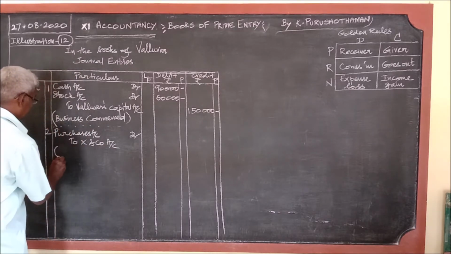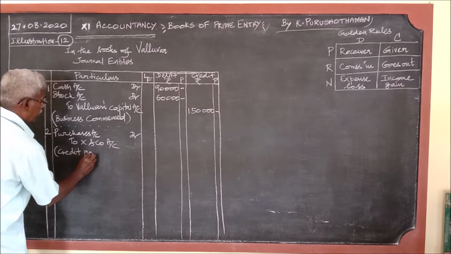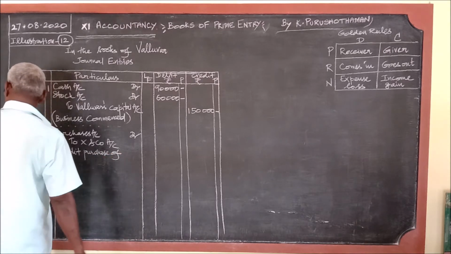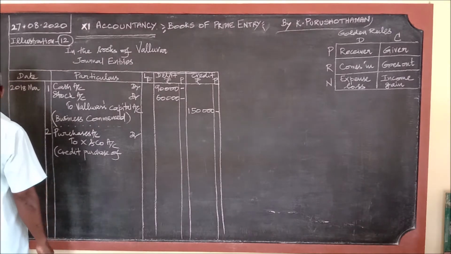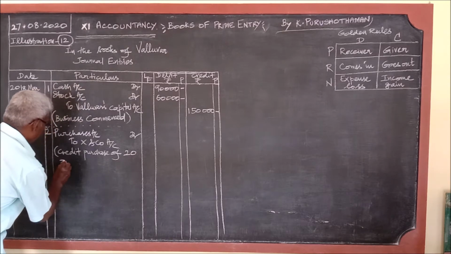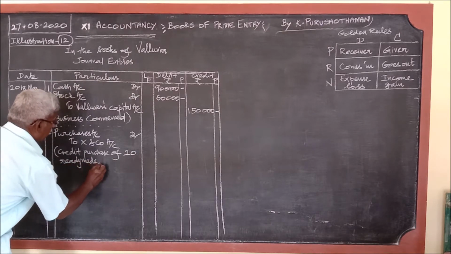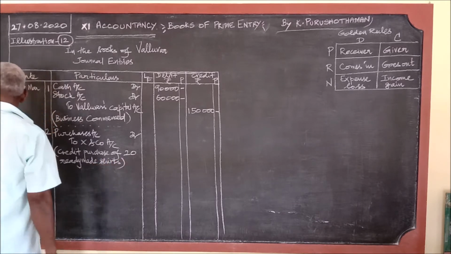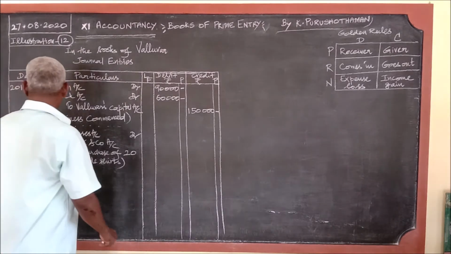Narration: credit purchase. Here you should clearly mention credit purchase of 20 ready-made shirts. The amount is 10,000.